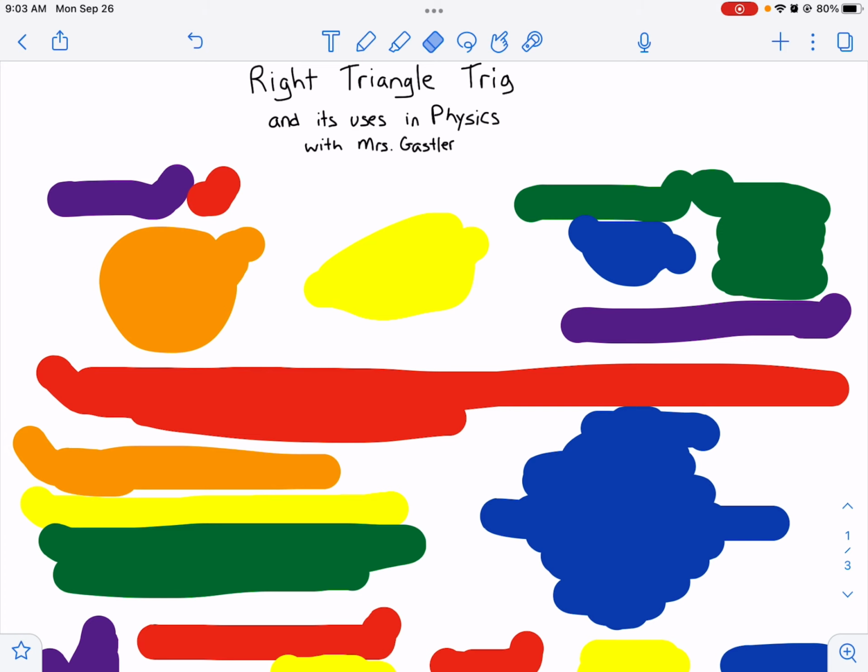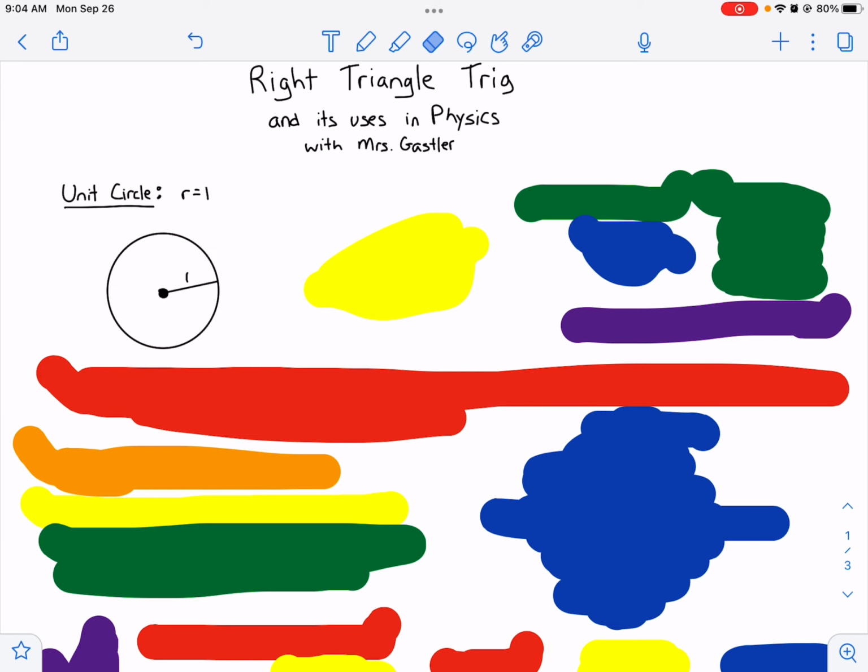So we're going to start with the unit circle. The unit circle has a radius of 1. That's why it's called a unit circle, because it's got a radius of 1. And this is a drawing of it. There's the radius of 1. And what we're going to do is pick out what we call an arc length. So it looks like sort of a piece of pie.